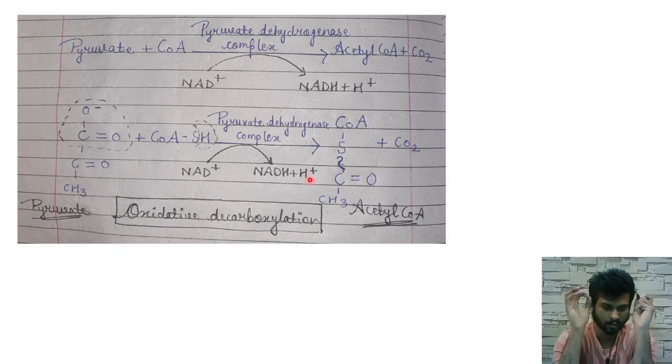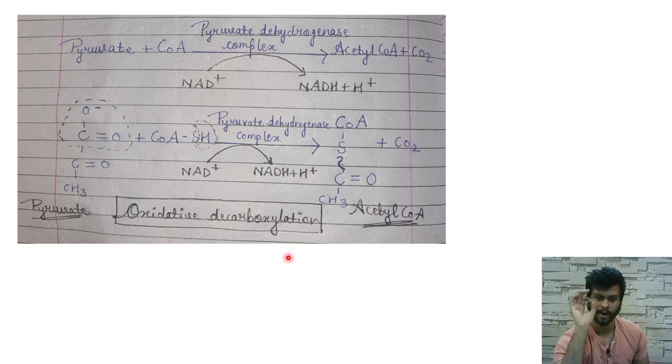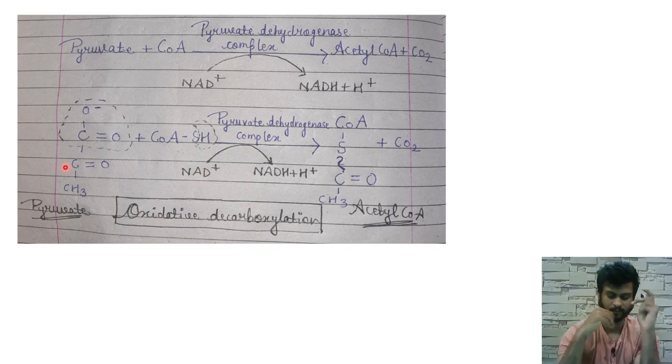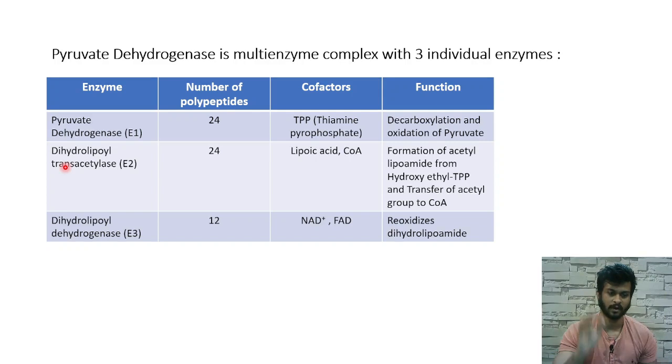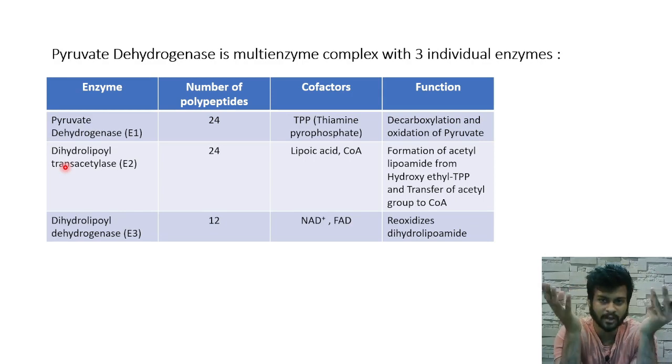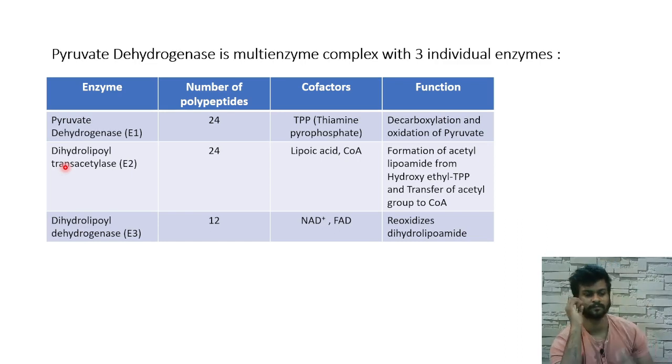Pyruvate oxidation step is known as oxidative decarboxylation. Why? Oxidation is going to occur because hydrogen atom from coenzyme A is getting lost, and decarboxylation because this CO2 group from pyruvate is getting lost. Oxidative decarboxylation. Okay, easy. Next, pyruvate dehydrogenase complex is a multi-enzyme complex because it has 3 individual enzymes, E1, E2, E3. So it is composed of 3 individual enzymes.